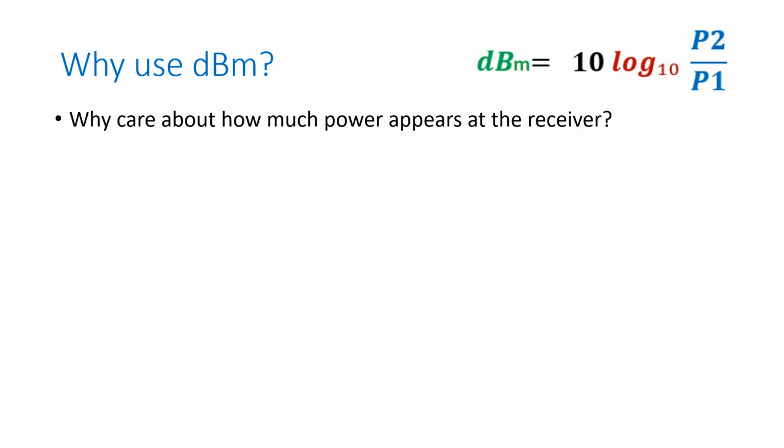Now, why would anyone care about how much power appears at the receiver? Well, most of the time, you and I don't care. We just want to be able to hear each other. But there are times when the power level at the receiver becomes really important. Like the level of undesired signals. Any strong signal hitting my receiver, even if it's not on the same frequency, might cause my receiver to not be able to hear you.